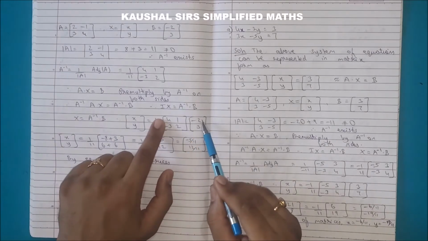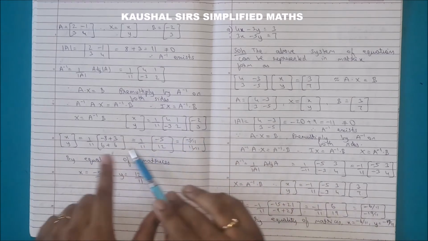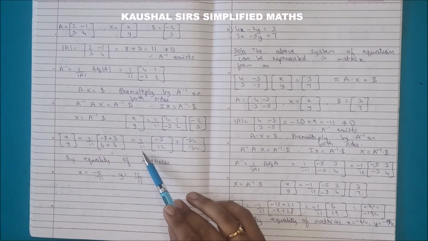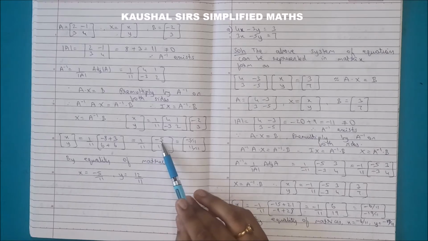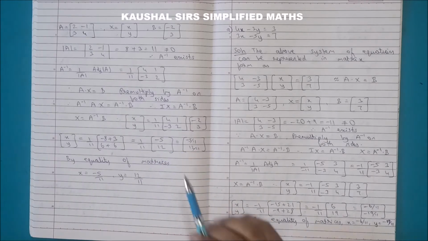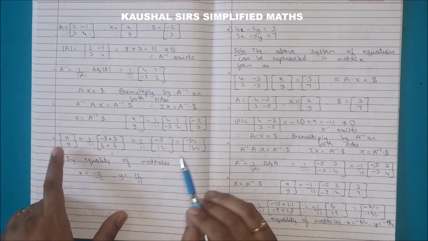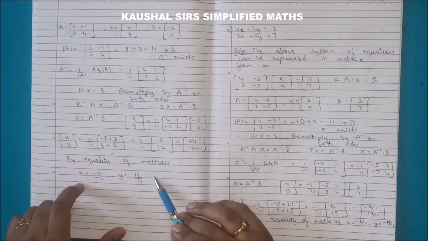So look, what will come here? -8 plus 3, and here you get 6 plus 6. Okay, so the 1 by 11 outside is going to perform scalar multiplication, so you get your minus 5 by 11 and this is going to become 12 by 11. And since there is equal sign in between, we can equate the corresponding elements by equality of matrices. So x is minus 5 by 11 and y is 12 by 11.